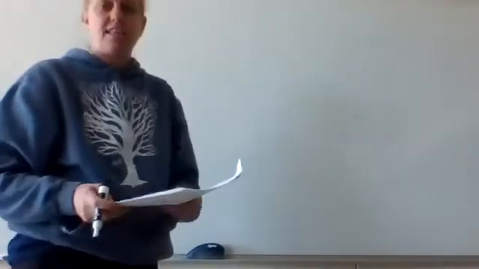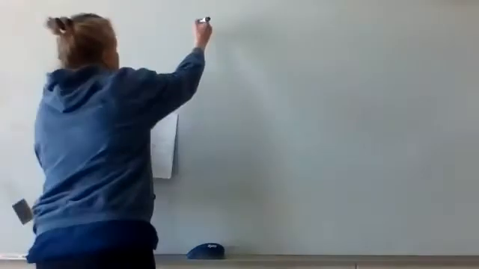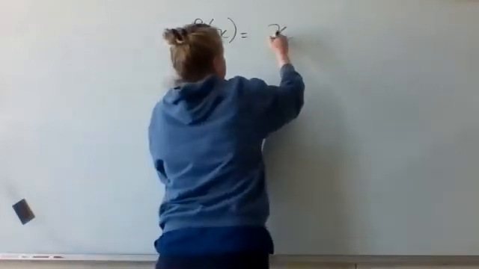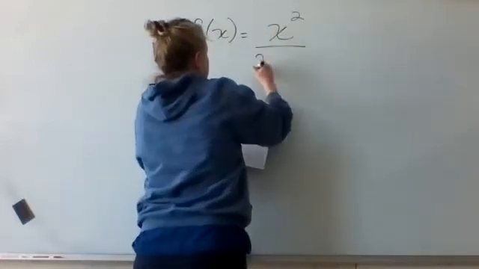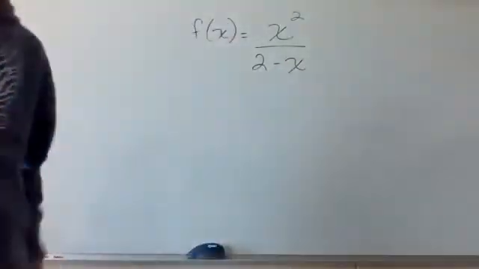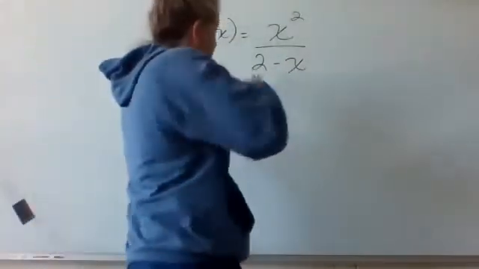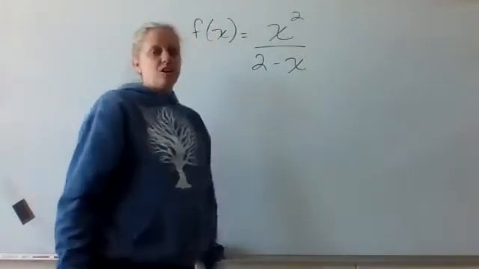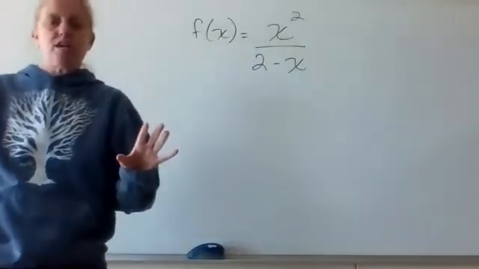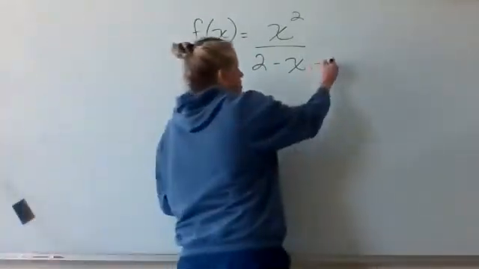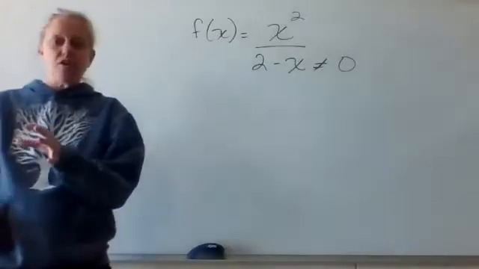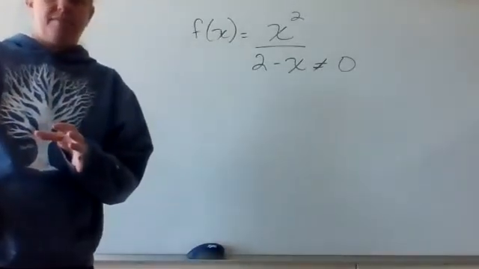It wants us to find the domain of these rational functions. We've got x squared over 2 minus x. So remember, when you have a rational function or a fraction, the denominator can't equal 0. That makes it undefined. So we just need to realize what makes this denominator equal 0 and then leave that value out of the domain.